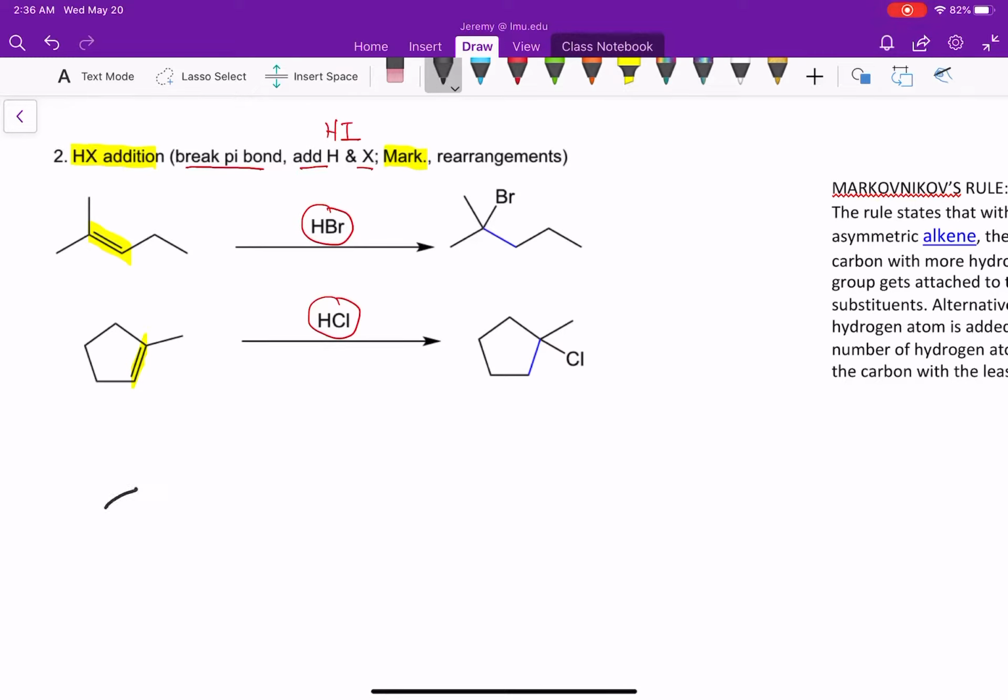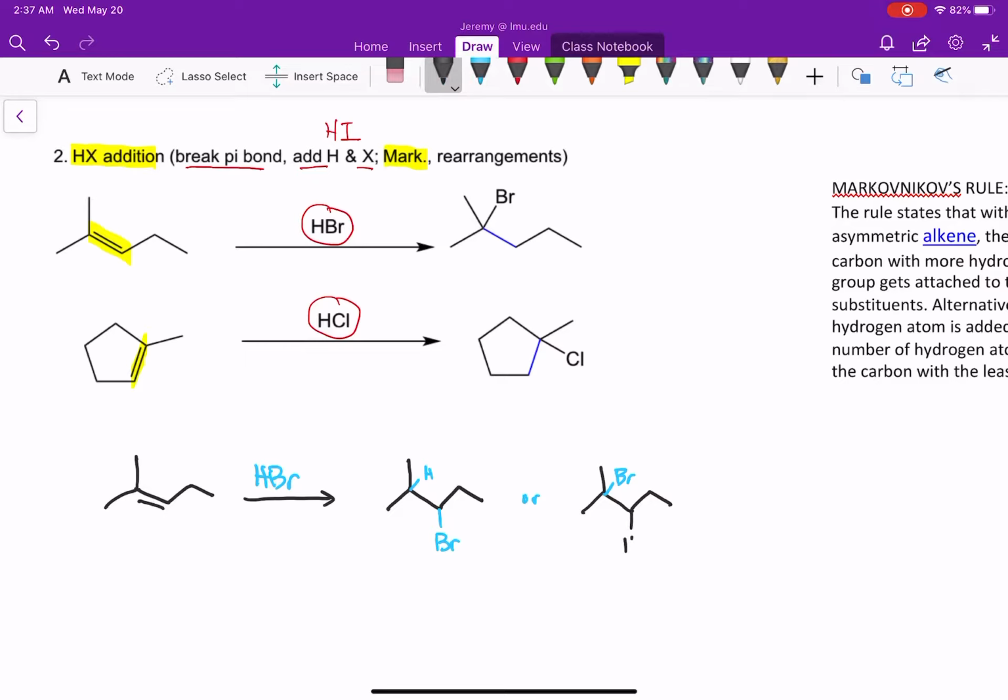draw our double bond, right? We can add HBr, right? There's really two possible products we could form. We could add the H to the left side and the bromine to the right, or we could add the bromine to the left side and then the H to the right side.